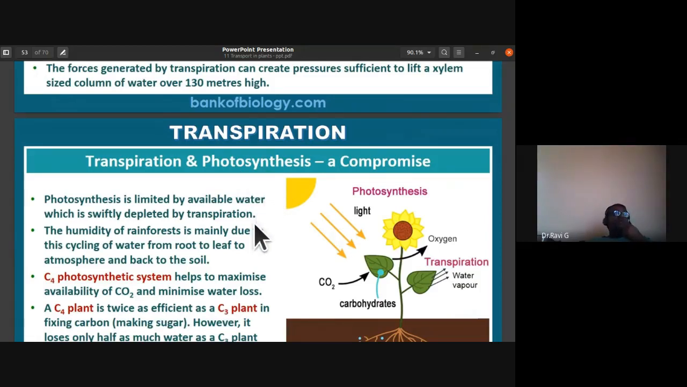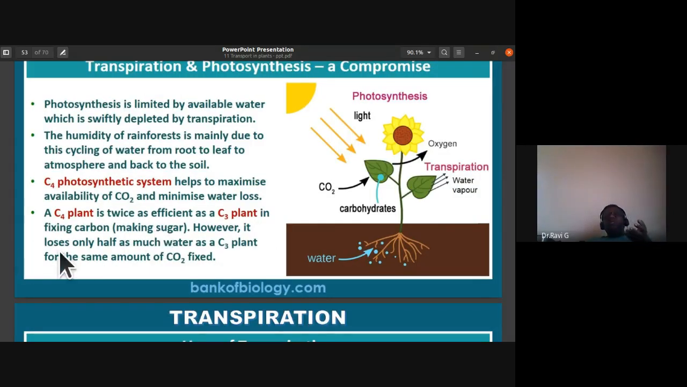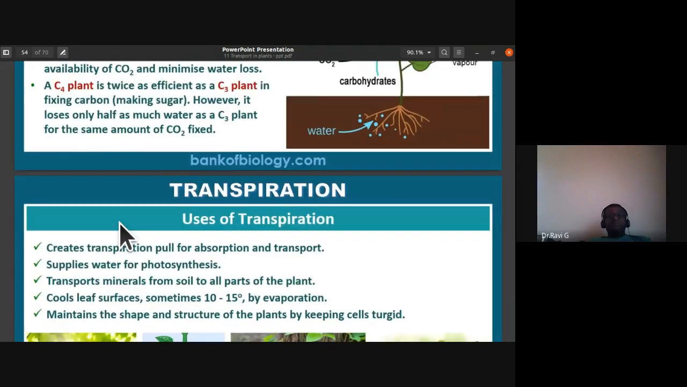So the C4 plants are much more photosynthetically efficient than C3 plants because they are able to maximize carbon dioxide absorption and minimize water loss. They are twice more efficient than C3 plants in photosynthesis, and they lose only half the amount of water to fix the same amount of carbon dioxide as done by a C3 plant. So that is the compromise that has been reached in C4 photosynthetic plants.